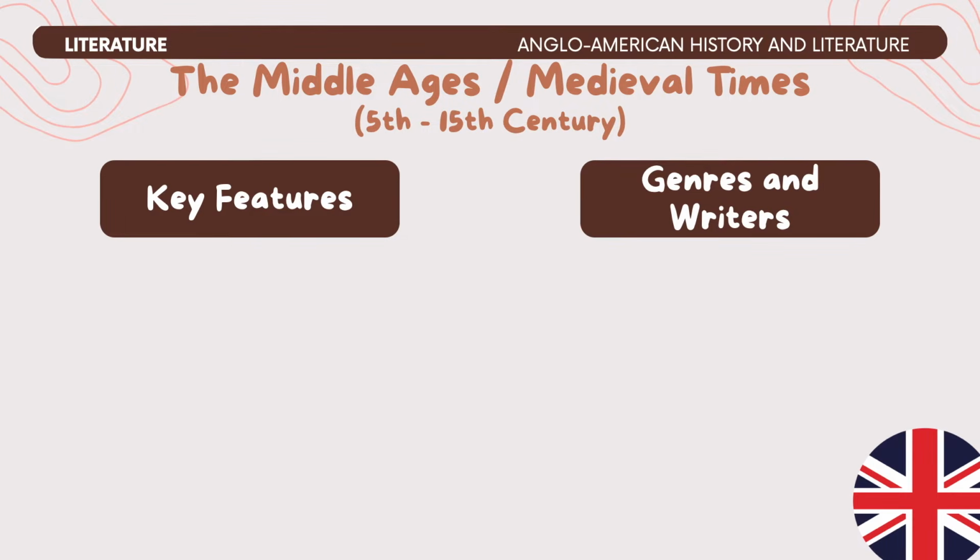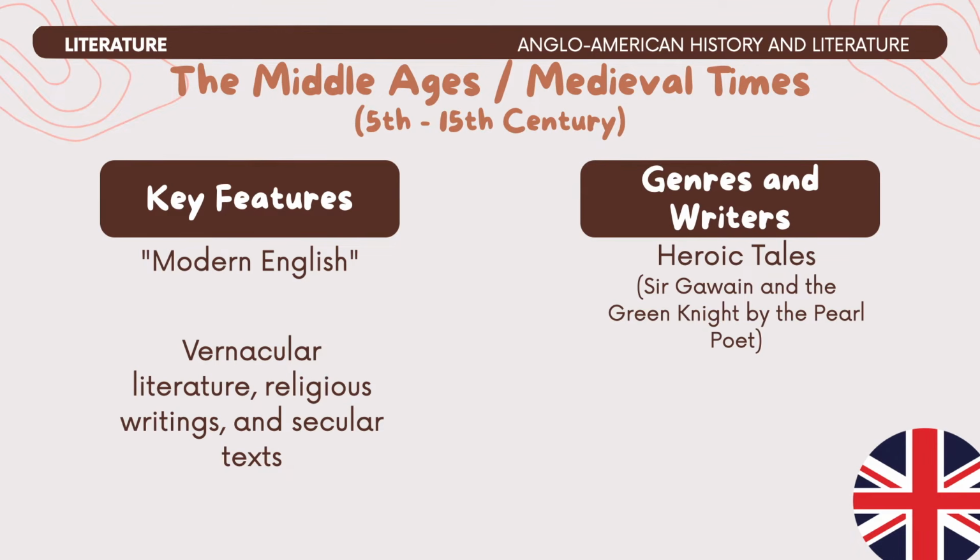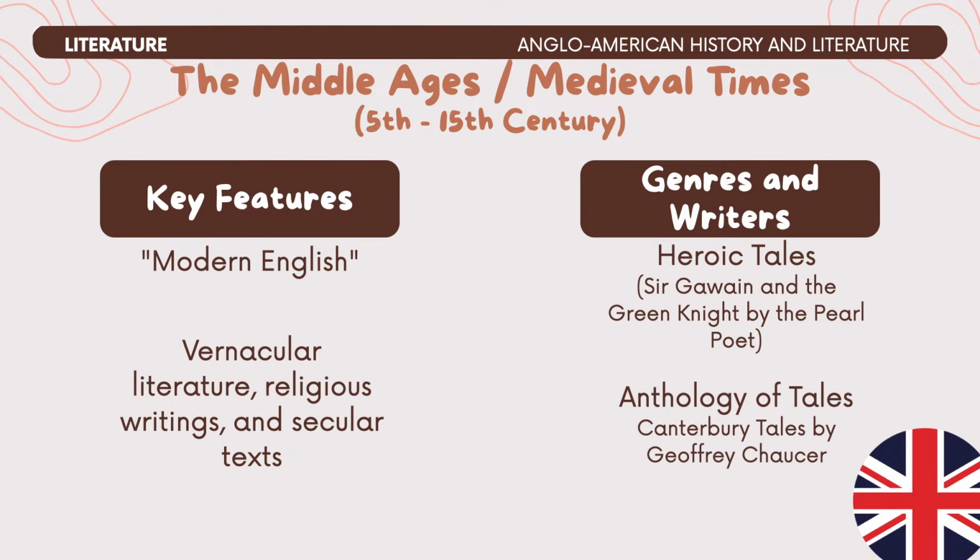With these events witnessed by the writers in the Middle Ages, the key features are: works were written in what was called modern English and not in Latin anymore, and vernacular literature, religious writings, and secular texts emerged. Genres and representative writers that flourished are heroic tales and romances that tackle chivalry and adventure of knights. The Pearl poet's Sir Gawain and the Green Knight is an example of this. Another famous genre under this period is the anthology or compilation of different tales. There is no better example of this than the Canterbury Tales of Geoffrey Chaucer.